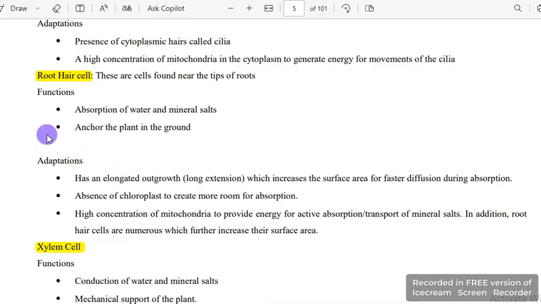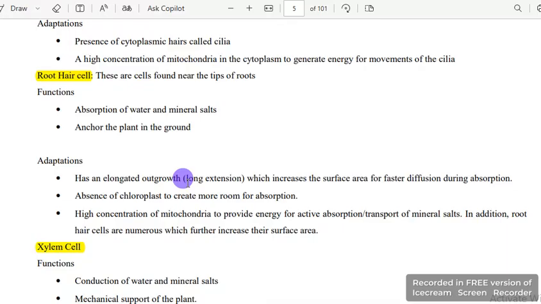Under the root hair cell, we have already laid the functions. We go to the adaptations. Root hair cells have an elongated outgrowth, a long extension, which increases the surface area for faster diffusion during absorption.